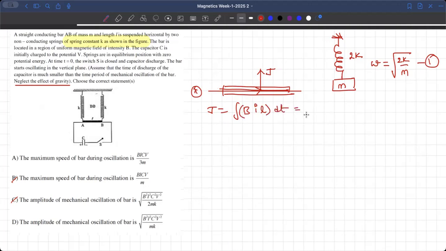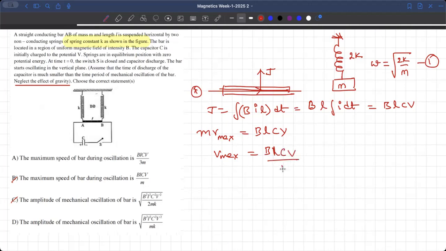J is the integral of force dt. Simply you can write this as integral B L times I dt. I dt is the charge, so BLCV. So M V max is BLCV. So V max is BLCV by M. Equation 2.